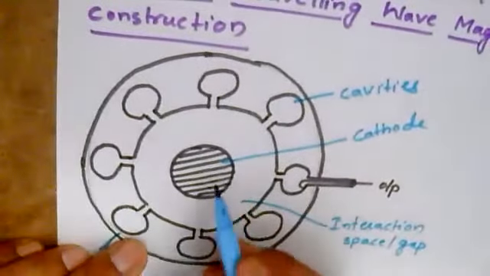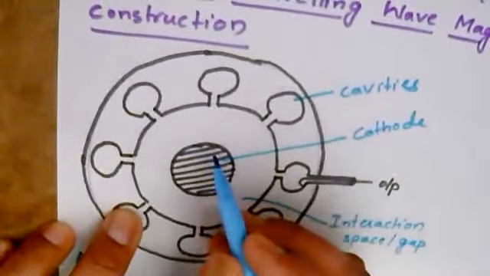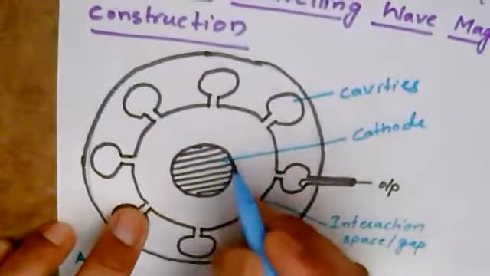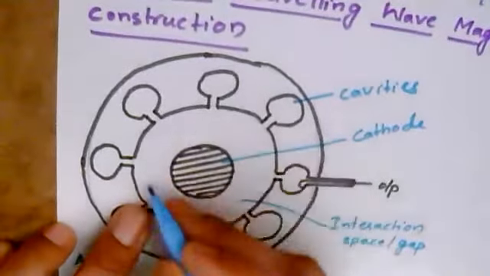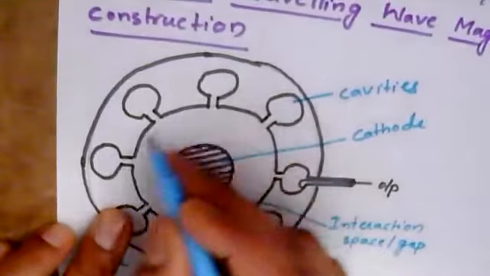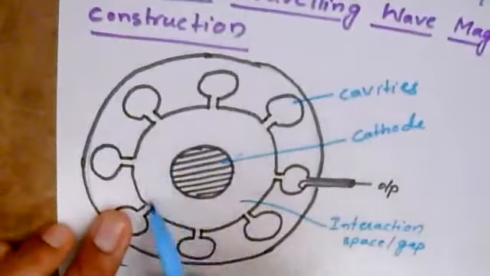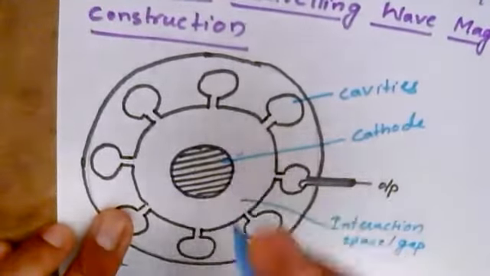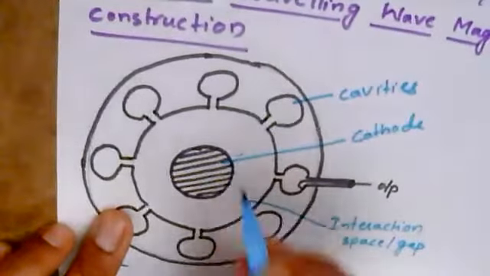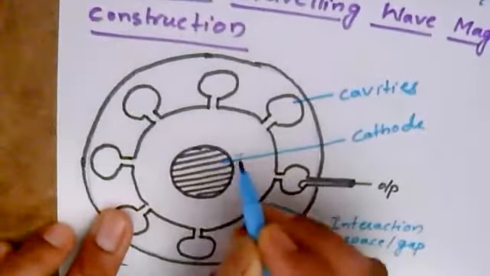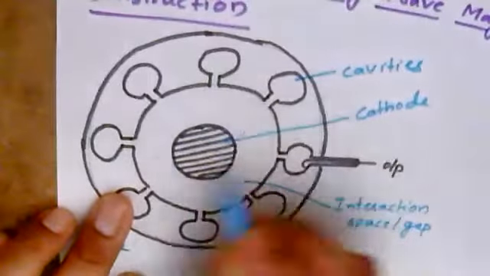And now, as the electric field will be radial, as it moves, it will keep on moving like this. Within the interaction gap, the electric field between the anode and cathode will be radial. Okay, and the magnetic field will be like this. So the electric field will be like this, and the magnetic field will be like this, in a straight line. So these two are crossing each other.